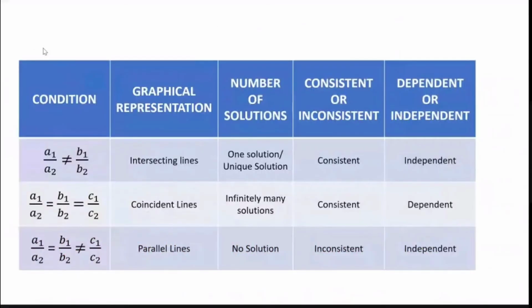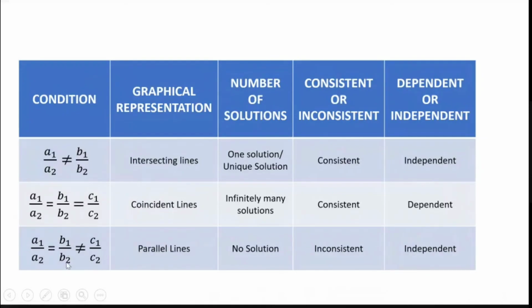So let us revise everything through a table. If in case I have a1 upon a2 not equal to b1 upon b2, I'd be getting intersecting lines. There will be only one solution, or we can say a unique solution. The system will be consistent and it will be independent. In case a1 upon a2 is equal to b1 upon b2, which is equal to c1 upon c2, I will get coincident lines. There will be infinitely many solutions. It will be a consistent system of equations. And because from the first equation I can derive the second one also, I can say that it is dependent.